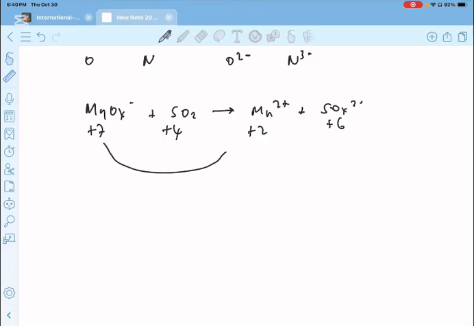We can tell that Mn has decreased in oxidation number while sulfur has increased in oxidation number. This is not a disproportionation reaction because the same species is not being oxidized and reduced simultaneously. These are two individual species, one of them undergoing oxidation and the other undergoing reduction. So this is a redox reaction, okay? When they ask you what type of reaction this is, don't say a neutralization reaction or any of the other reactions, okay? It is simply a redox reaction, okay?